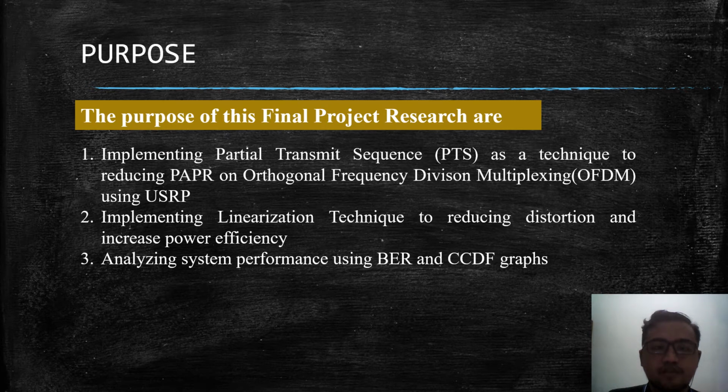The purposes of this final project research are: first, implementing partial transmit sequence as a technique to reduce PAPR in orthogonal frequency division multiplexing using USRP. Second, implementing a linearization technique to reduce distortion and increase power efficiency. The last, analyzing system performance using PAPR and CCDF graphs.